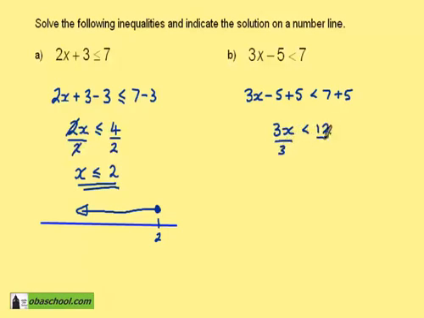Divide both sides by 3. On the left we get left with x. On the right we get left with 4.